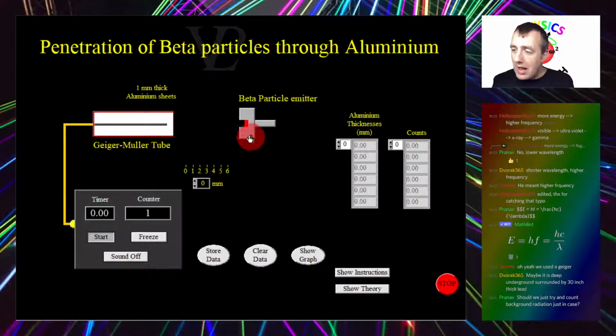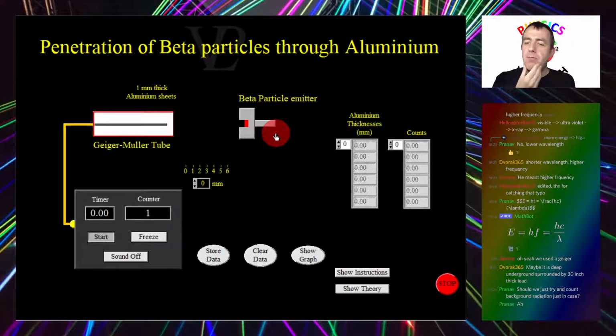Anyway, Pranav, I can't do that because I can't remove the source. The simulation doesn't allow me to. Dvorak, even in that situation, with thick lead, there would possibly still be background radiation. Believe it or not.